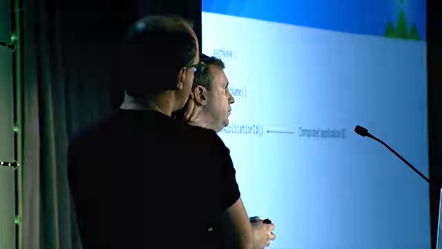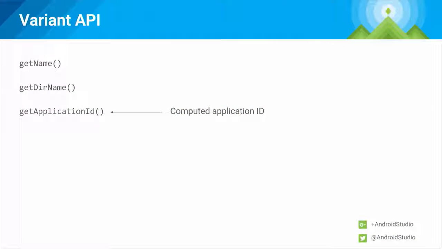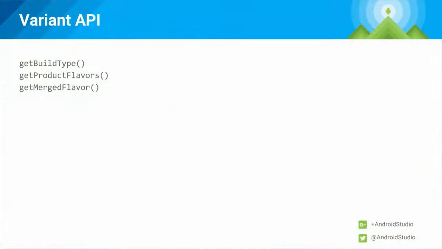You can also get other information like the application ID. That's computed, it's a merge of the product flavor and the suffix in the build type and things like that. You can also get access to the build types and product flavors. Those are read-only. We've seen people change them, and so a few releases ago, we now give you a read-only version of them. You should not change them. They are shared across all the different variants.